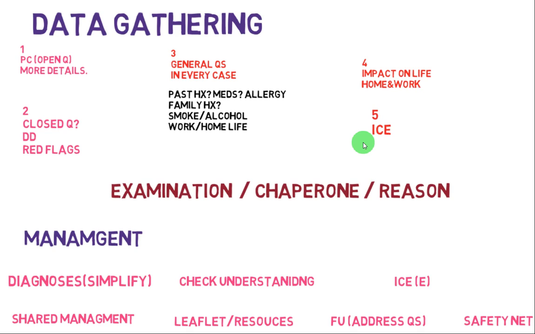So if you cover these five points in the data gathering, you should be fine. You should be able to score a full mark for data gathering skills. Alright, as we said, data gathering includes history taking and examination if needed. Just make sure if you are going to do any examination to offer a chaperone, and as well to give the patient a reason why you are going to touch him. So if you are going to examine his abdomen, Mr.